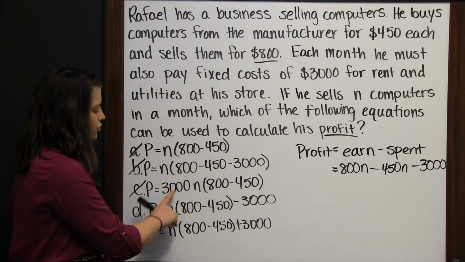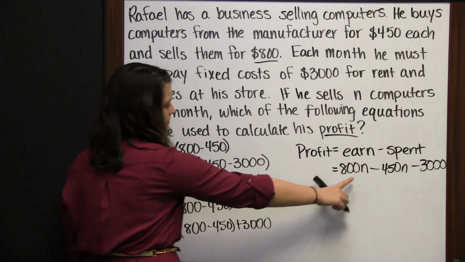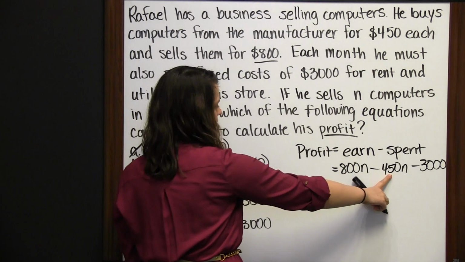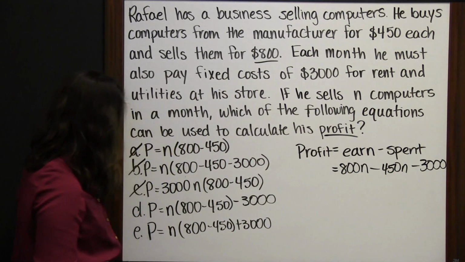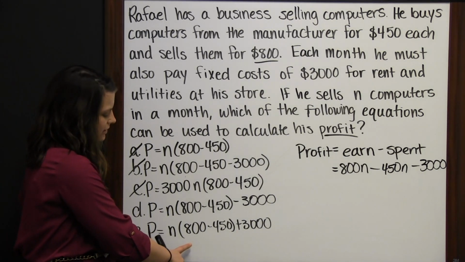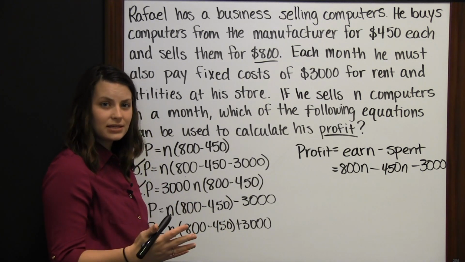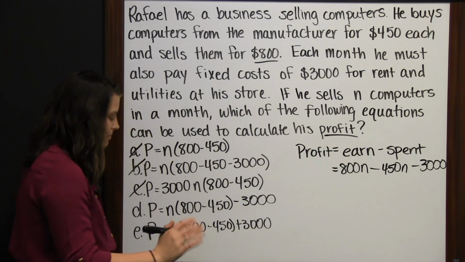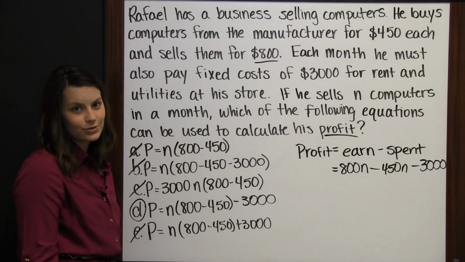In D, when we distribute the number of computers, n times 800, 800n, minus n times 450, so minus 450n, and then minus 3,000. So D's looking pretty good. The problem with E is, instead of subtracting the $3,000 he spends on rent and utilities, they're adding it back in, like that's more money he's making. But he's not making that money, he's losing that money. So D would be the correct answer choice.